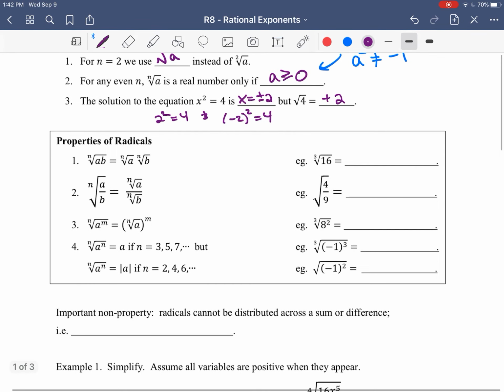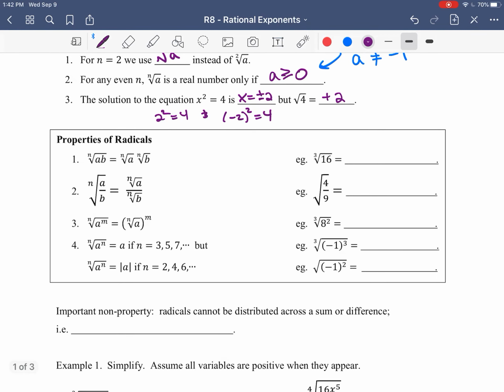Some properties for these radicals, as we call the roots. If you have things multiplied inside of a root, you can do the roots separately and multiply them after. Same if they're divided: you can do them separately and divide the results. It doesn't matter what order you do it. If you have the nth root of some number to the power m, you could actually take the nth root first and then the power of m.